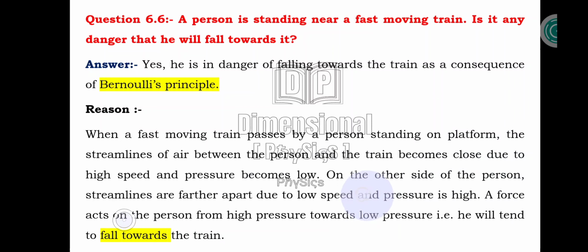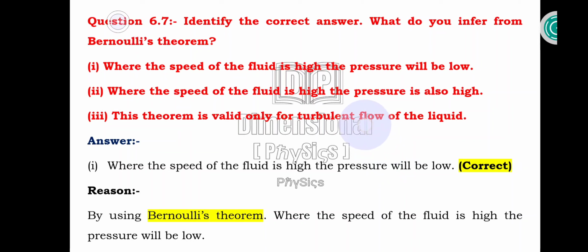A force acts on the person from high pressure towards low pressure, he will tend to fall towards the train. Next, students, question 6.7. Identify the correct answer.